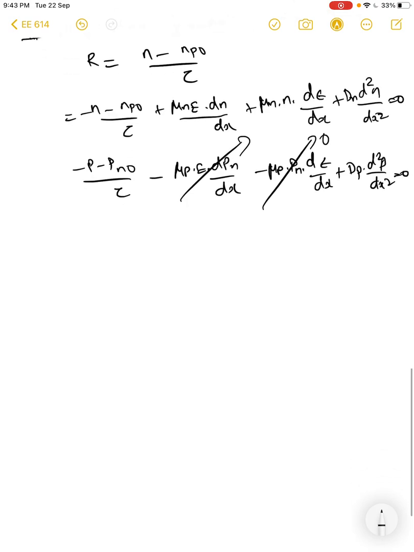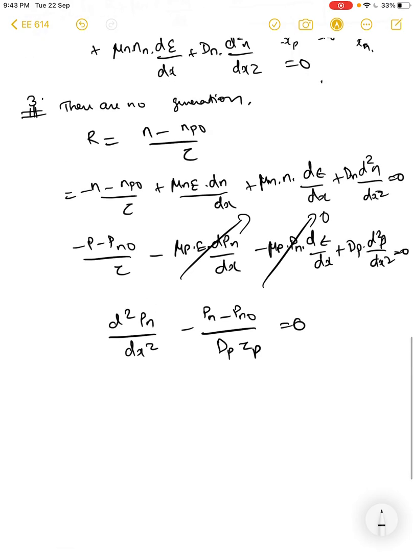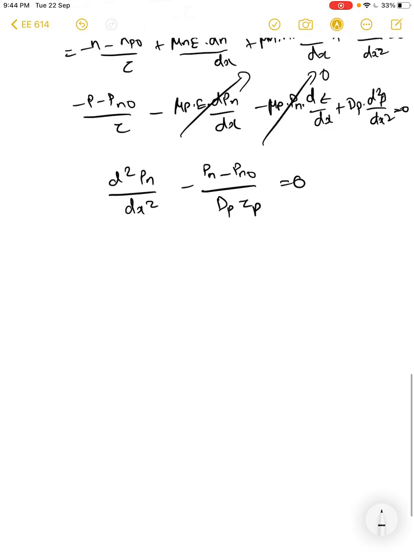Let us write this for the n-type region. We have, let's say, d square pn by dx square minus (pn minus pn naught) by Dp tau p equal to 0, right? It's easy to see that all these other terms are 0, just Dp comes down, so you will find this. So the solution for this can be found with two boundary conditions.